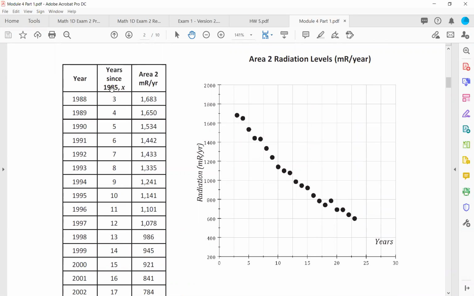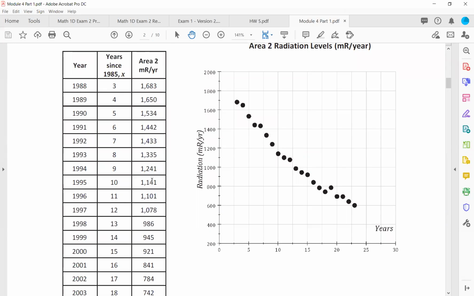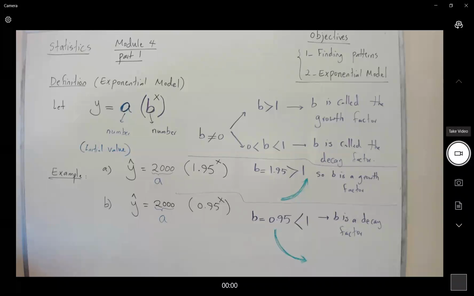So, what do we have here? On the first column, you have the year. On the second column, we have years since 1985, which is denoted by X. And on the last column, we have Area 2, and this is the measurement of your radiation. So remember that the beginning year is 1985. Let's go to the board and write this down to explain how it works.